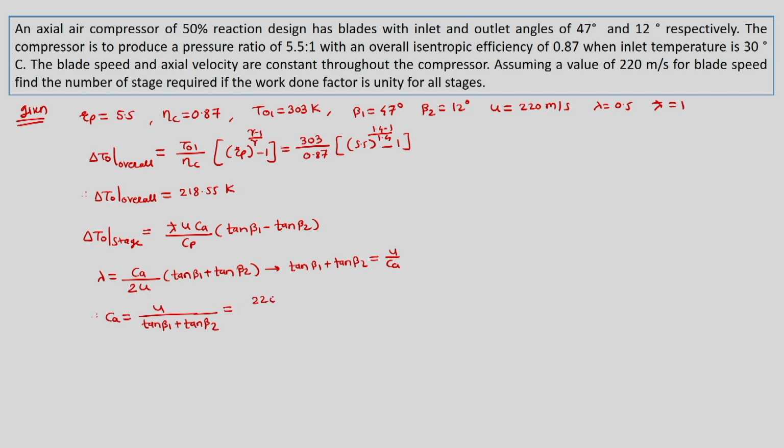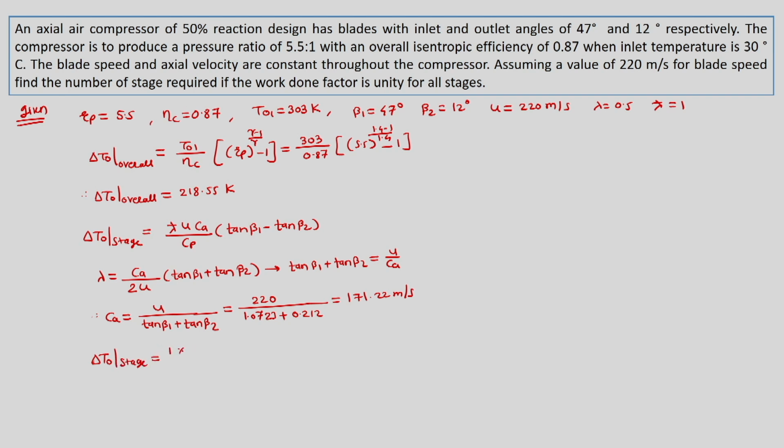We know U, it is 220 meter per second, tan beta 1 which is tan of 47 degree and it is 1.0723, plus tan of beta 2 which is tan of 12 degree which is 0.212, and then it gives us Ca as 171.22 meters per second. This helps us to find out delta T naught stage.